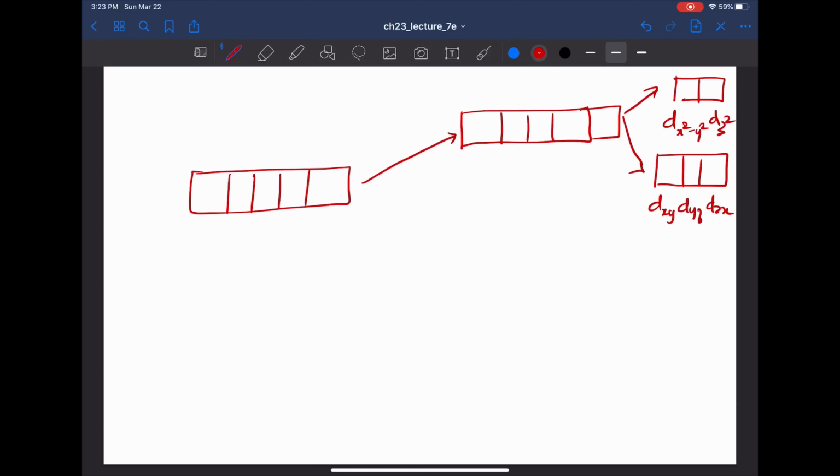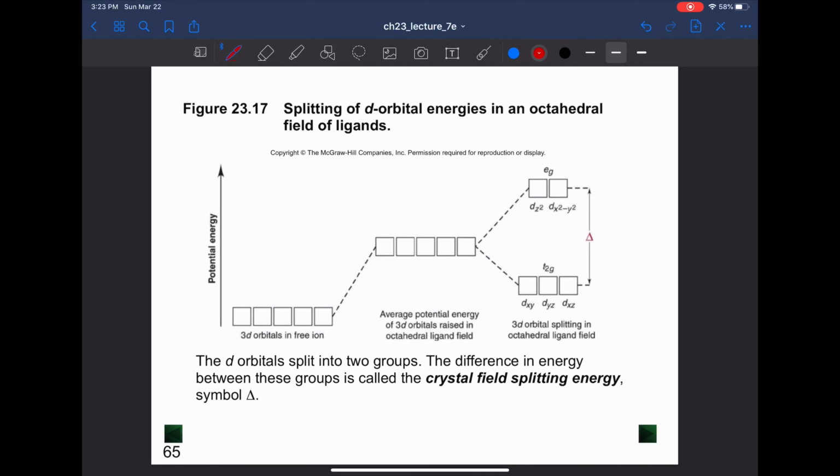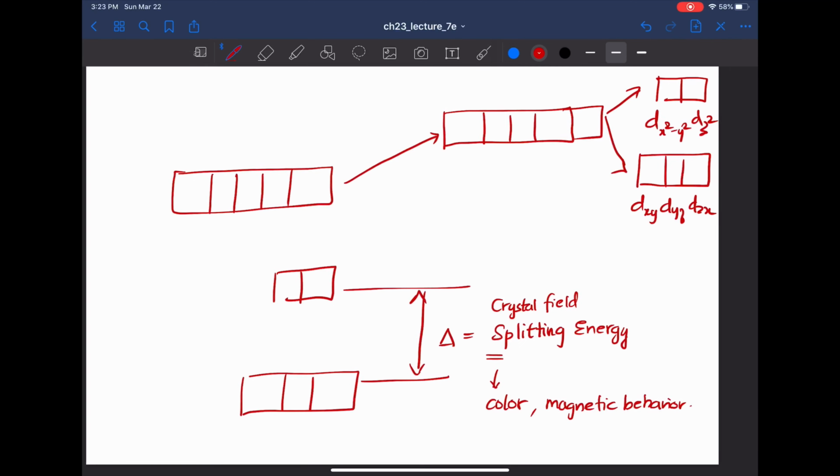The energy difference between these 2 sets of orbitals is called delta. This energy is called the splitting energy, and it is the energy that can determine the color and also the magnetic behavior. This splitting energy is also called the crystal field splitting energy. So this delta energy is called the crystal field splitting energy.